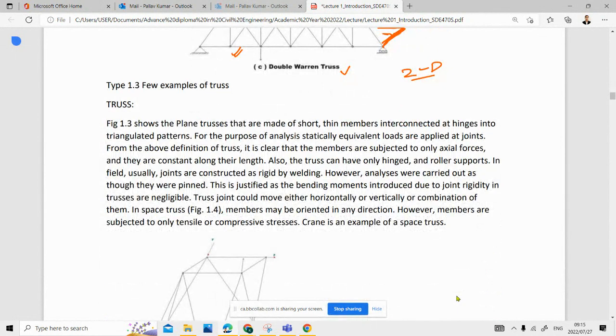So this is what explanation is given. This shows the plane truss that is made of short, thin members interconnected at hinges. Remember, whenever I always insist, whenever you have a truss, always think about axial forces, forget about bending moment and shear force diagrams. Whenever people ask about plane truss, make your mind very clear.